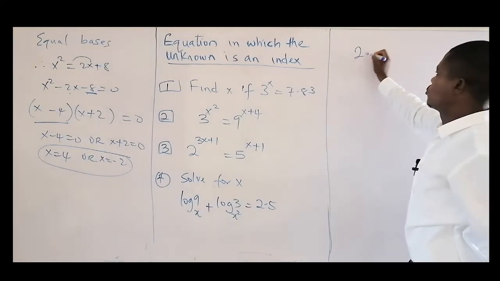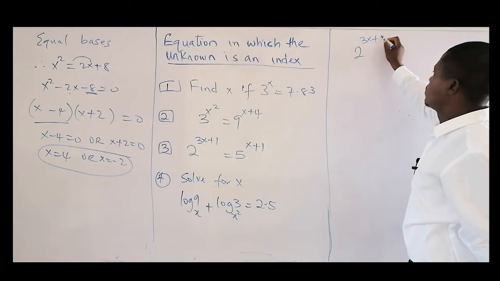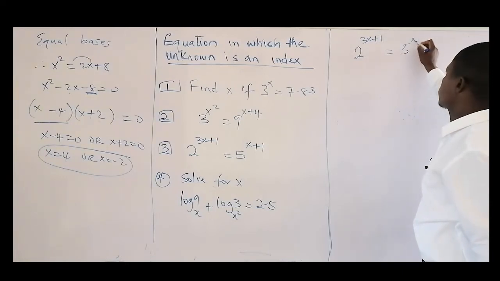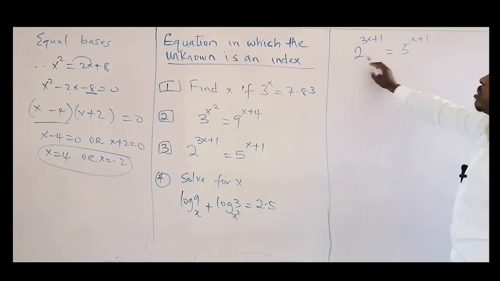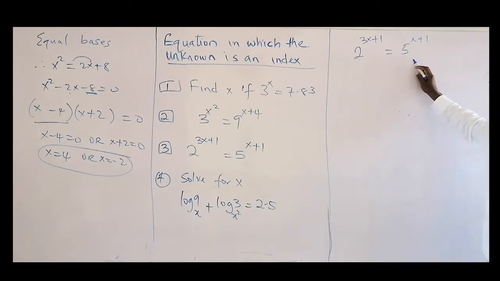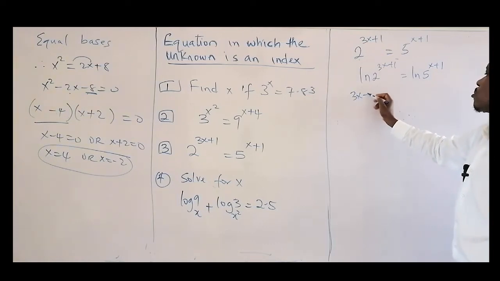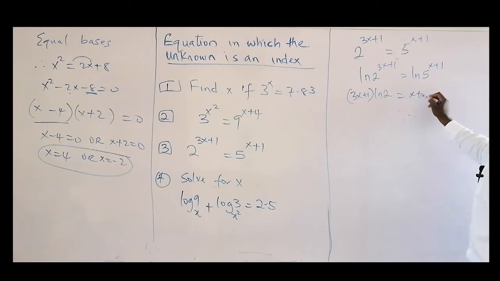Let's start on the next question: 2 to power 3x plus 1 equal to 5 to power x plus 1. This is base 2, this is base 5. They are not the same. And there's no way you can make them to be the same. And when that happens, you take the ln of both sides of the equation. And then the power can move to the front, and that will be (3x plus 1) ln 2 equal to (x plus 1) ln 5.